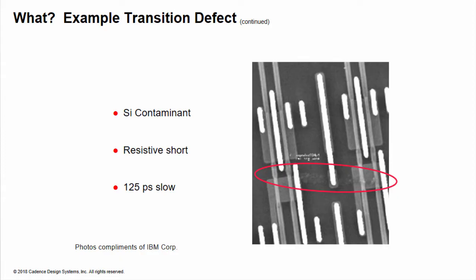These two examples come from a discussion of difficult-to-test defects. Most defects that cause transition fault behavior will be worse than these two examples.